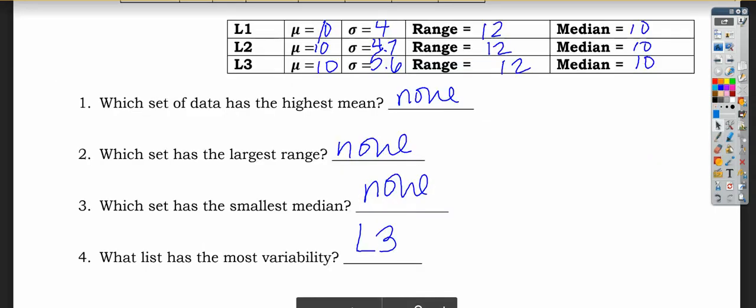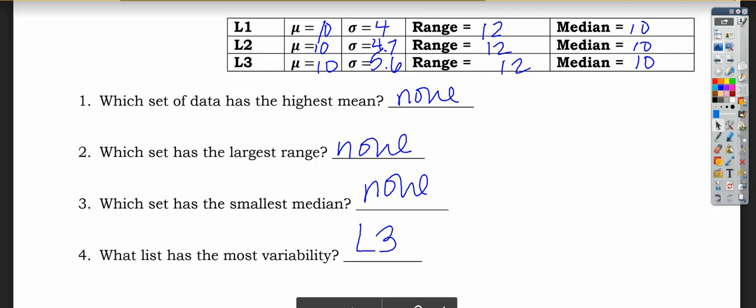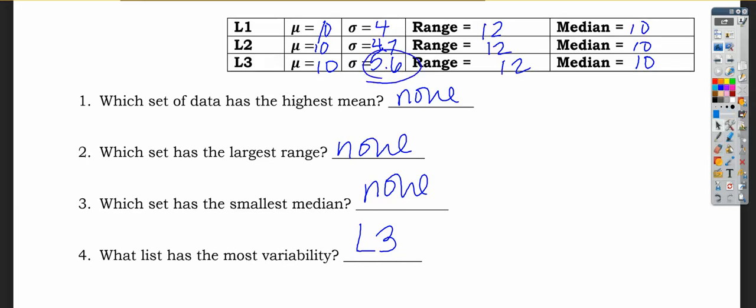So if you notice, I have put the answers on the board, and none of them have the highest mean because they're all the same, and with the range and with the median. Those values didn't change. The only thing that changed was my standard deviation, which meant L3 had the most variability because it was the most spread out. Because my standard deviation is larger, it's more spread out, which is why I have more variability.